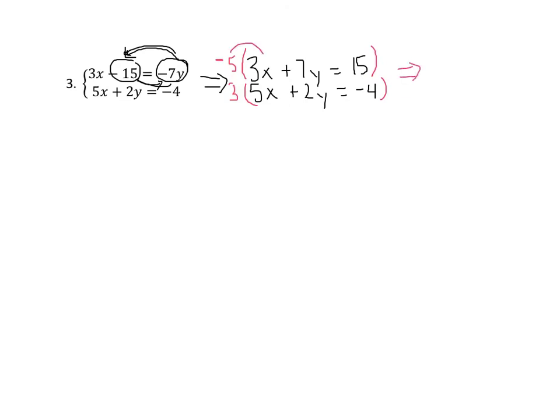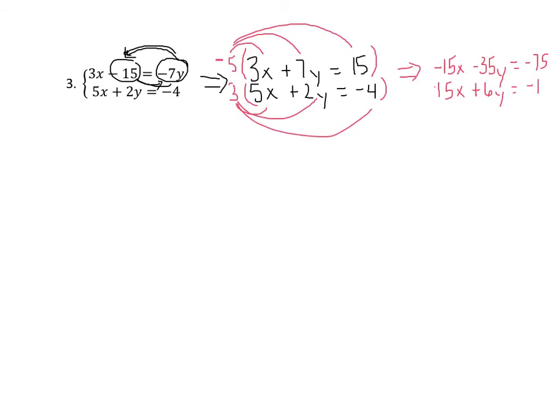Negative 5 times 3x is negative 15x. And then negative 5 times 7y is a negative 35y. And then negative 5 times 15, that's going to equal a negative 75. Let's do the bottom one. 3 times 5x is a positive 15x. 3 times 2y is plus 6y. And then 3 times negative 4 is equal to negative 12.